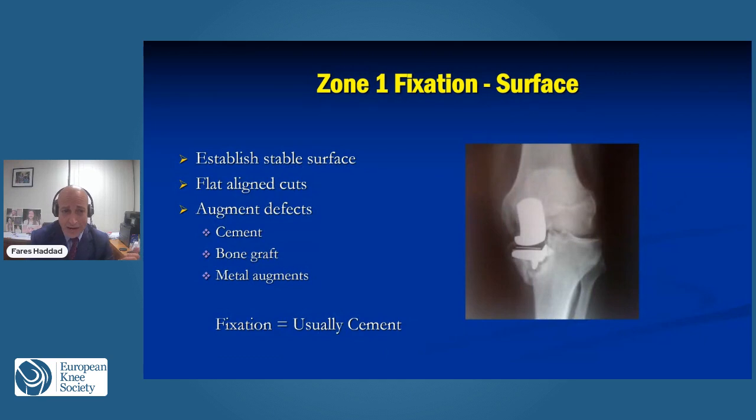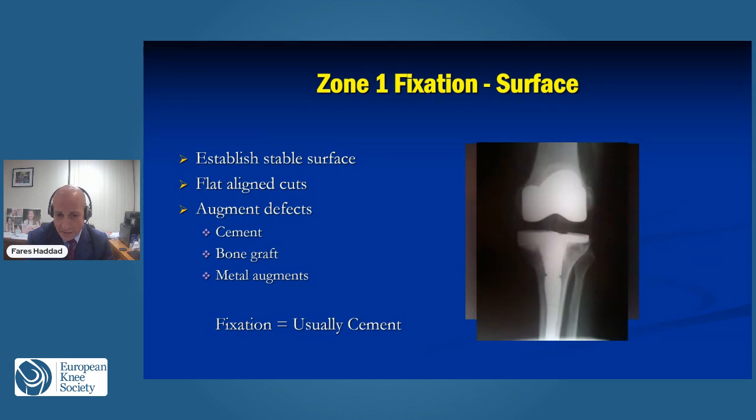So let's drill down into the zones. I think zone 1, everybody is familiar with. What we're trying to do is get a flat surface or flat cuts. They may not be at the same level. We can augment defects, and if it's less than 5 millimeters, that can be cement, otherwise bone graft or metal. And usually we will fix with cement in that setting and be able to get good, secure zone 1 fixation.